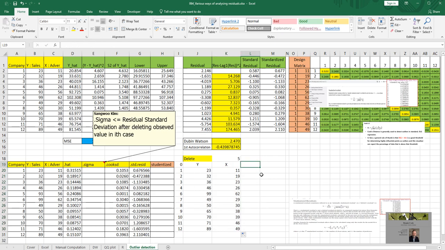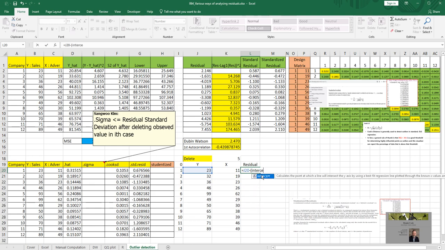So we need to calculate the residual, right? So the residual we can get from y minus y hat. So let's say residual. Y minus y hat is intercept.